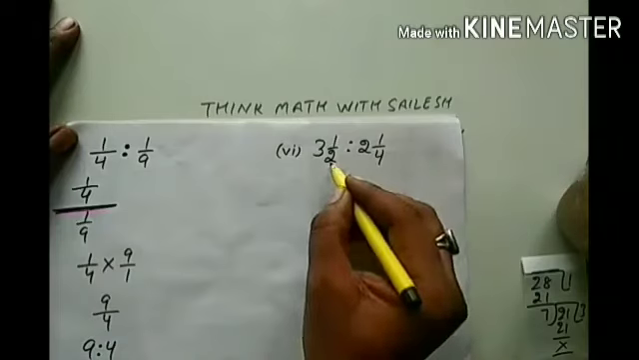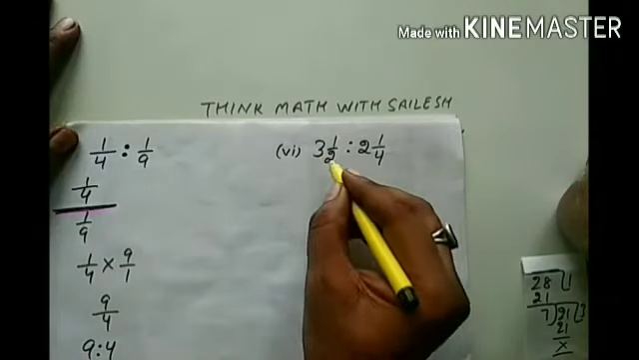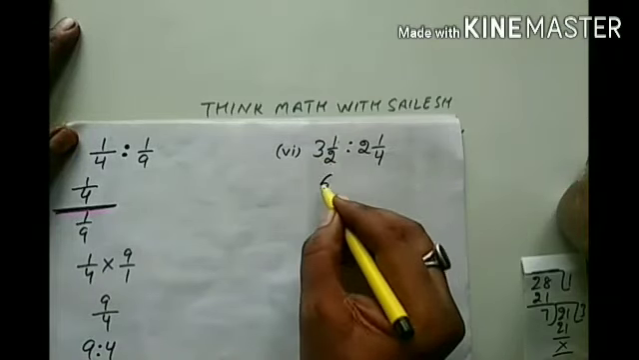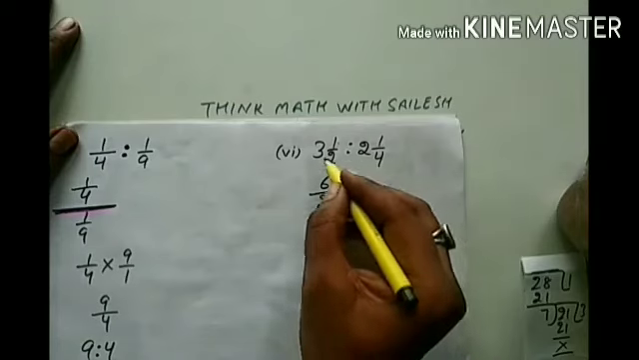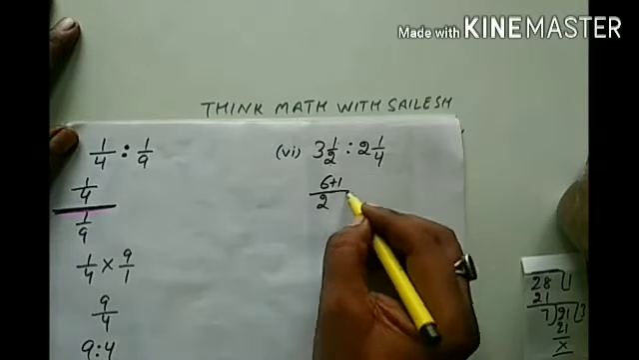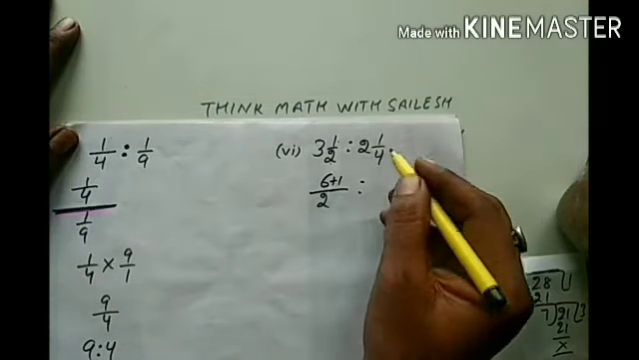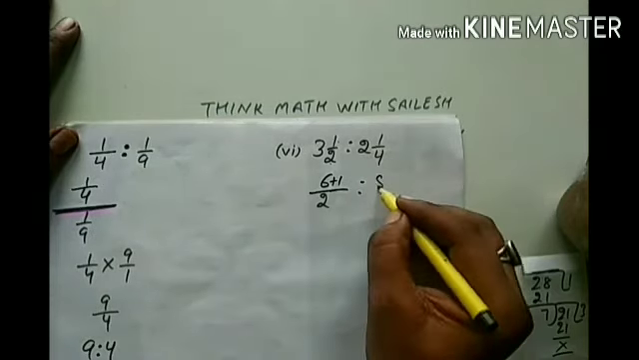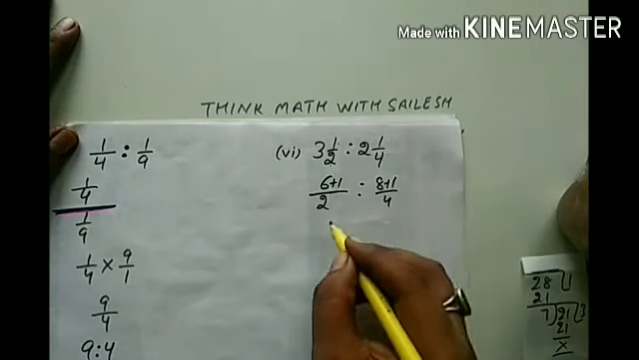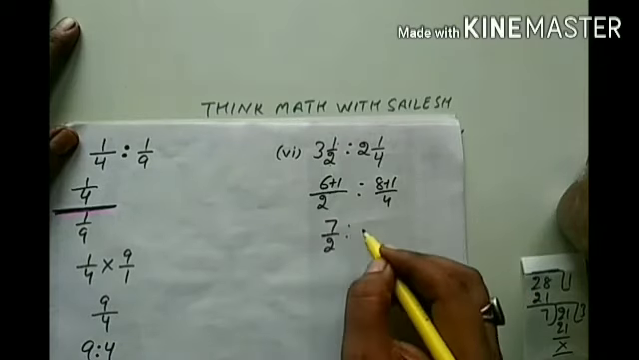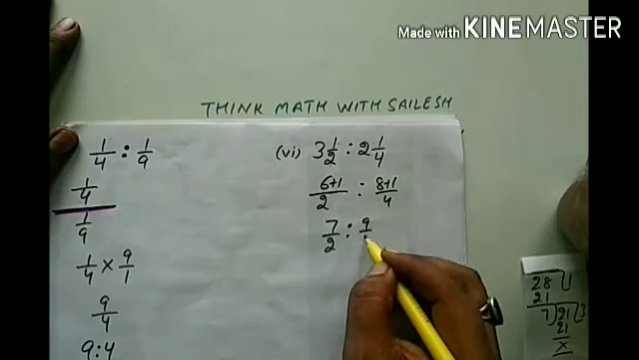3.5. 3.5 means 2 multiply 3, 2 multiply 3 plus 1, that is 6 by 2. 2 multiply 3 is 6, plus 1, that is this. And it is 4 multiply 2, 8, 8 plus 1, that is like this. Now this is 7 by 2 divided by ratio 9 by 4.